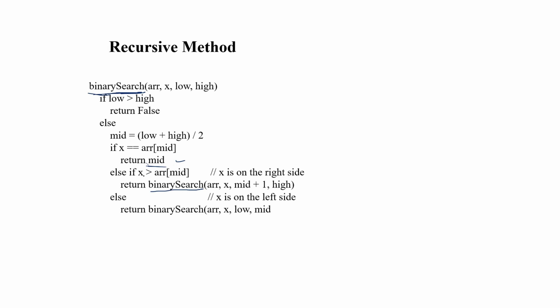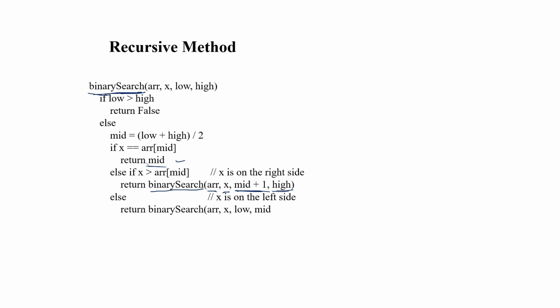Else, if x is greater than array of mid, then we will call this function again with a different value. What is the different value? The array and x are the same only. But this low value will now become mid plus 1, because we are now searching on the right-hand side. The right-hand side of the mid is mid plus 1. That's why the low value will become mid plus 1, and the high value will stay the same.